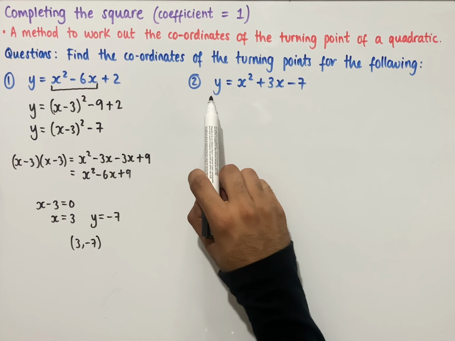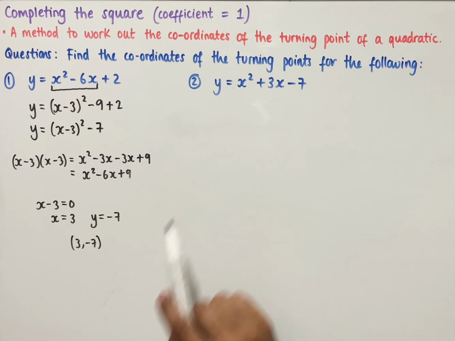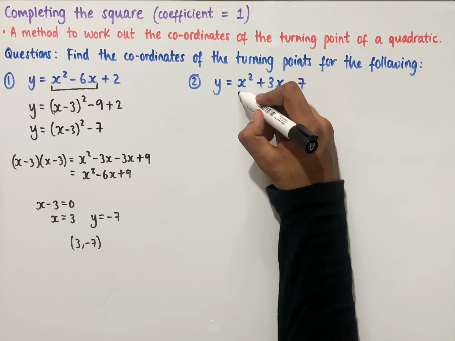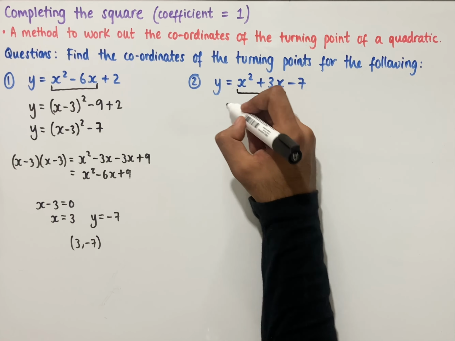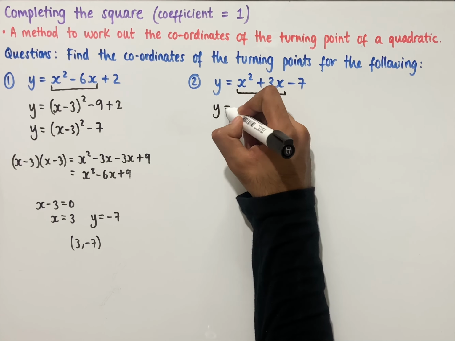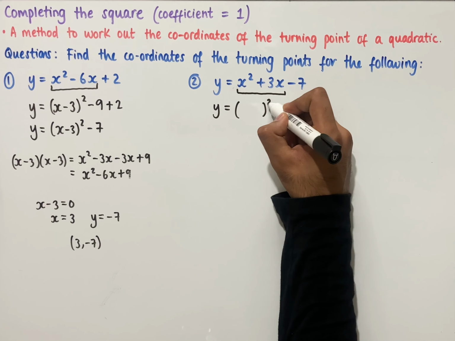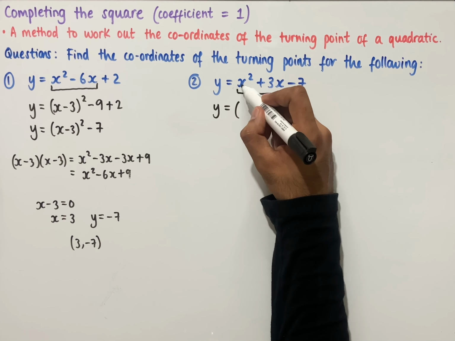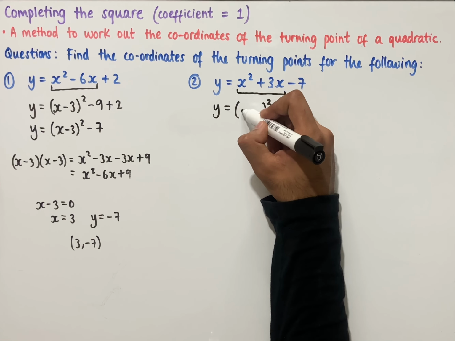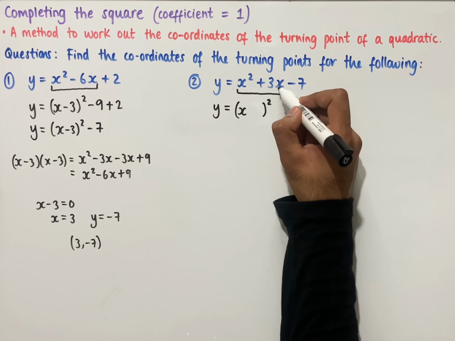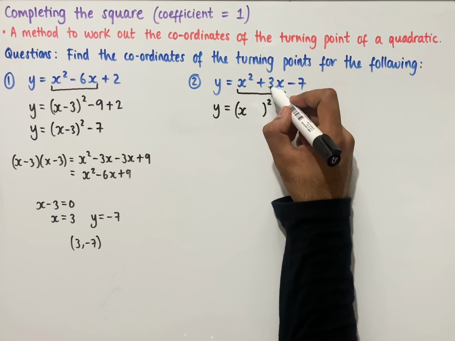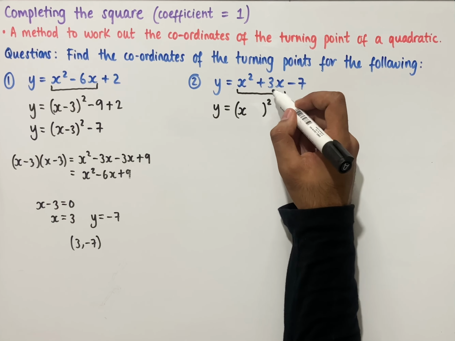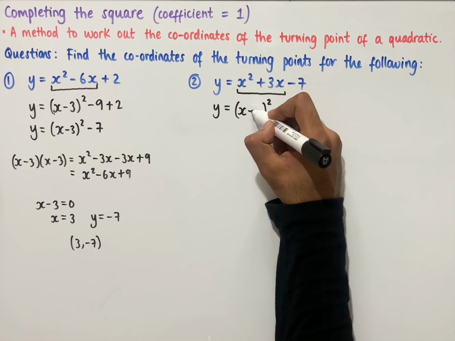The second question is y equals x squared plus 3x minus 7. So again, to complete the square, we'll look at the first two terms of this quadratic, which are x squared and 3x. And so we write in a squared bracket, and inside the squared bracket, we write in a single variable, which in this case is x, at the front, and then we halve the coefficient of the single term that has x in it, which in this case is plus 3x. And so the coefficient is 3, halving that gives us plus 3 over 2.